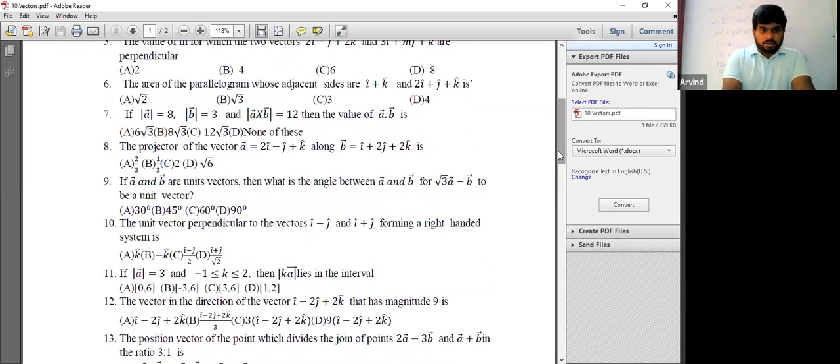The unit vector perpendicular to the vectors I cap minus j cap and I cap plus j cap forming a right-handed system is what? This you can do on your own. Please do it. Find the unit vector which is perpendicular to both the vectors.